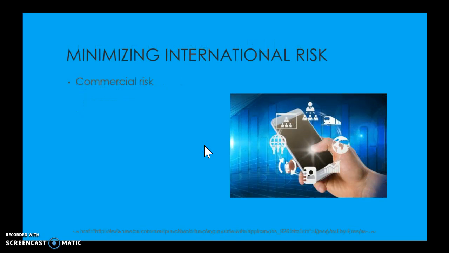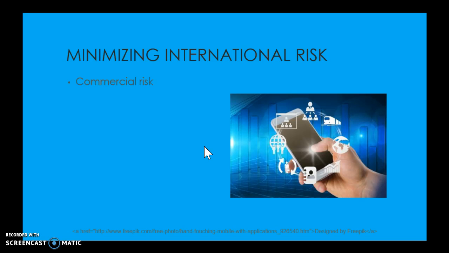Let's look at some ways to minimize risk. First, let's look at minimizing commercial risk. It's very common practice to use a letter of credit, or if you can, get cash in advance, and we'll explore letters of credit in the next video. In terms of minimizing commercial risk, if a letter of credit is not acceptable, or cash in advance, it's important to determine the company's credit background.